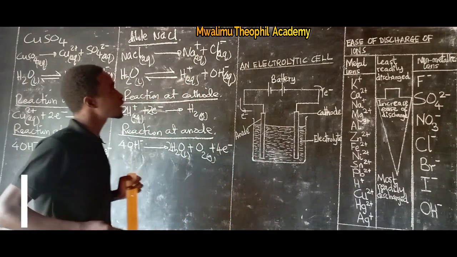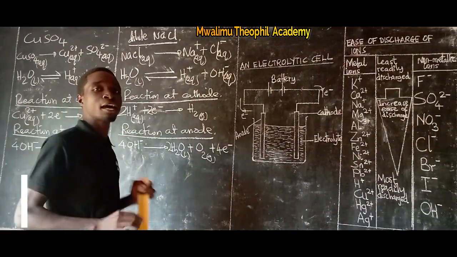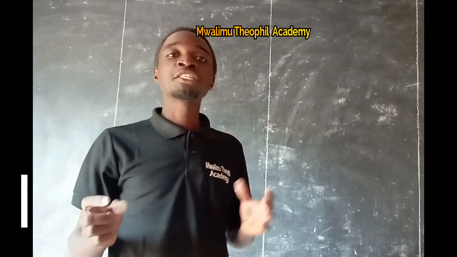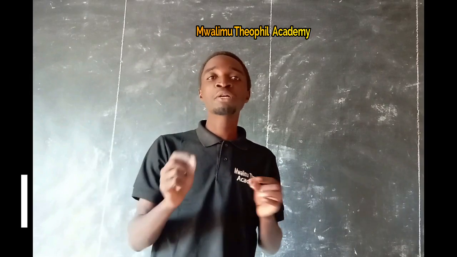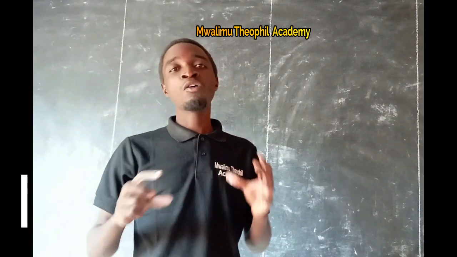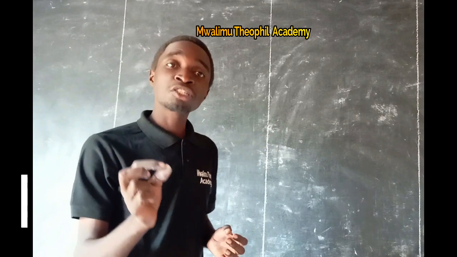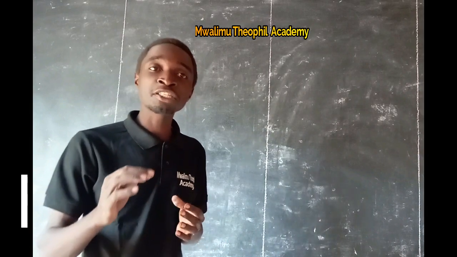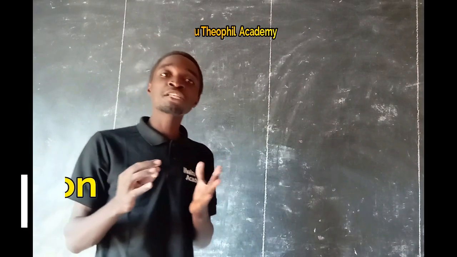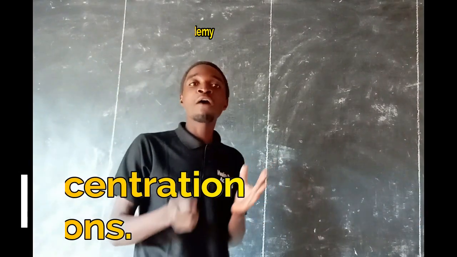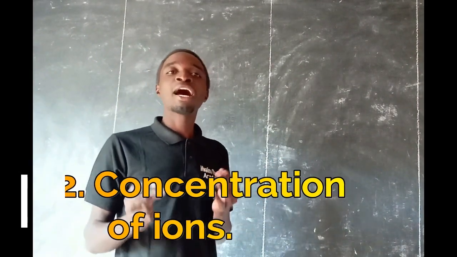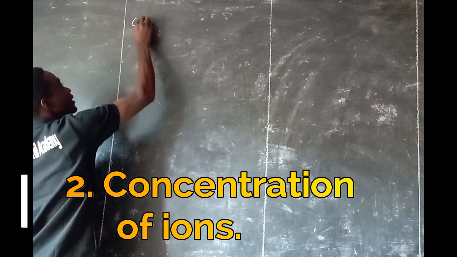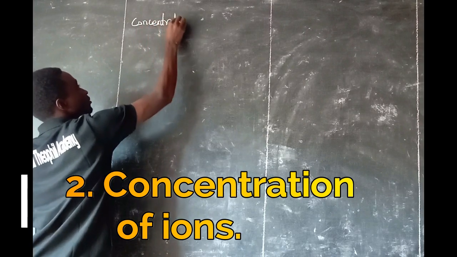Now, after this first factor, let us shift to the second factor, which is the concentration of ions. The second factor which determines the preferential discharge of ions during electrolysis is the concentration of the ions. The electrolysis will involve only those ions which are highly concentrated, while those ions which are available in small amount are ignored. Now, let us see the electrolysis of concentrated sodium chloride.